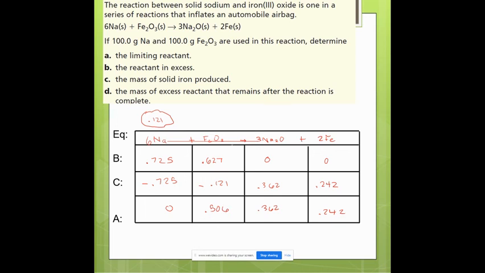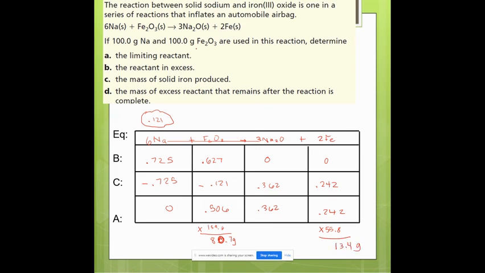And I need to multiply that out. They wanted to know the mass of that excess reactant. So I'm going to multiply that by its molar mass off of the periodic table, and that ends up being 159.6. And when I do that, I end up with 80.7 grams excess. Over here, they wanted to know the iron, so we need to multiply that by 55.8. That's the value of iron off the periodic table. And when I do that, I end up with 13.4 grams.